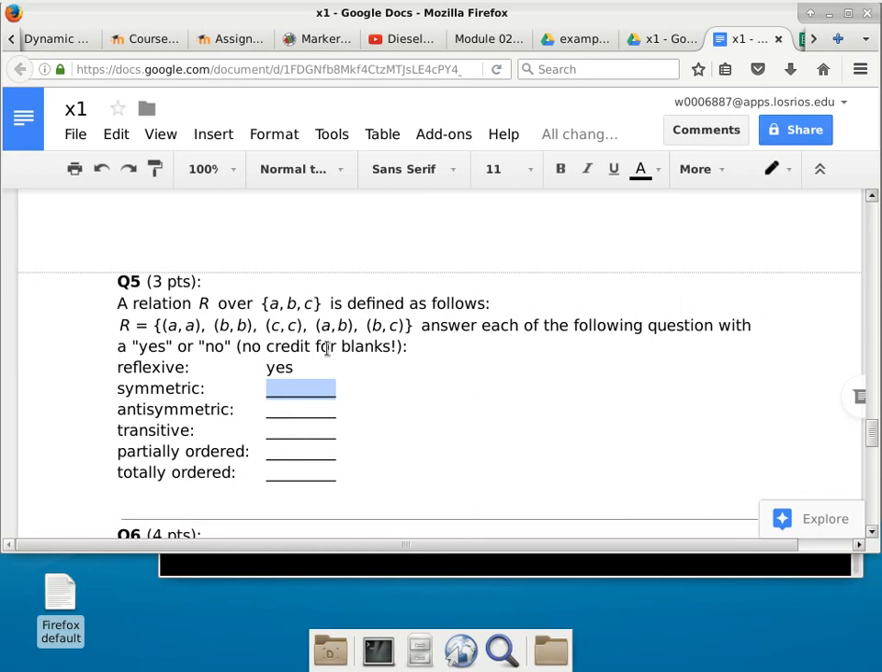Is it symmetric? Symmetric means if you have ARB, then BRA has to be there too. Okay. Is it anti-symmetric? It is anti-symmetric. Is it transitive? It is not transitive, because transitive means if you have ARB and then you have BRC, then ARC needs to be there as well. Is it partially ordered? No, it is not, because it's not transitive. For something to be partially ordered, it has to be transitive as well. And because it is not partially ordered, it cannot be totally ordered either.